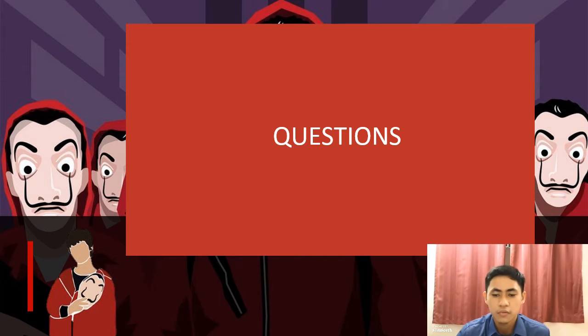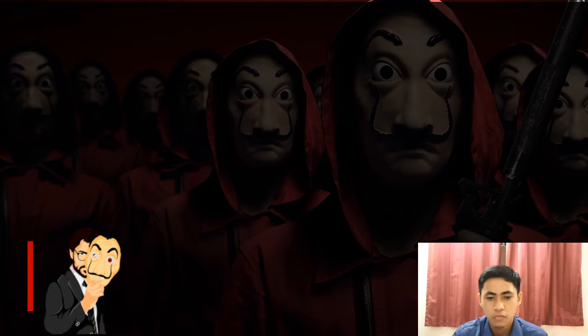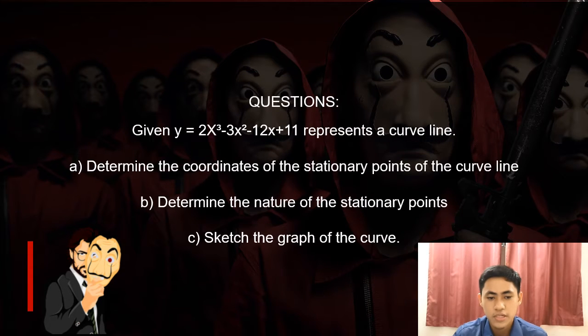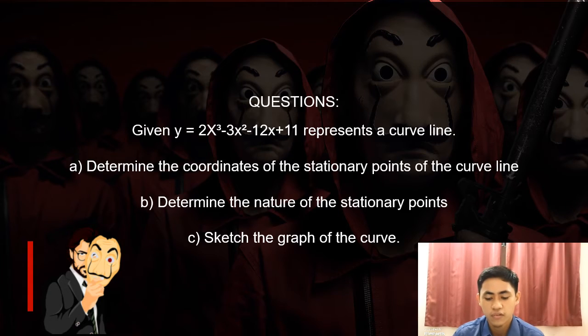Now we will look at the questions given. The question states: given y equals 2x power 3 minus 3x power 2 minus 12x plus 11 represents a curved line. A. Determine the coordinates of the stationary points of the curved line. B. Determine the nature of the stationary points. C. Sketch the graph of the curve.